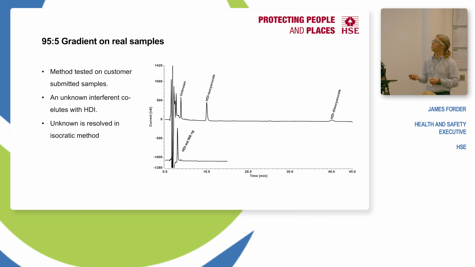And you can see these are on the same scale, overlaid, so you can see the relative height of the peaks. This is 50% of the calibration range. So the unknown is a very significant level of chemical contamination.